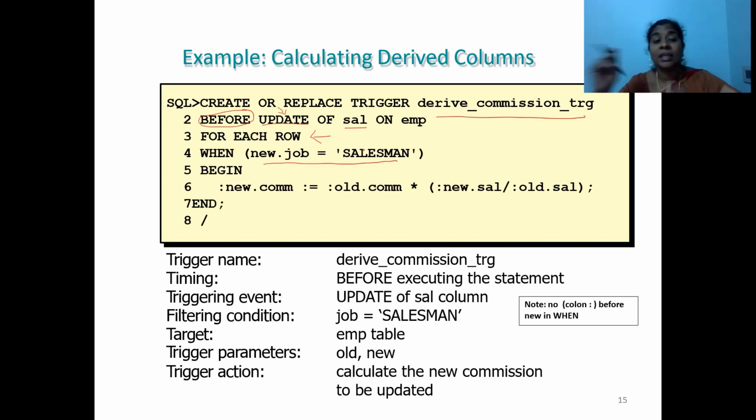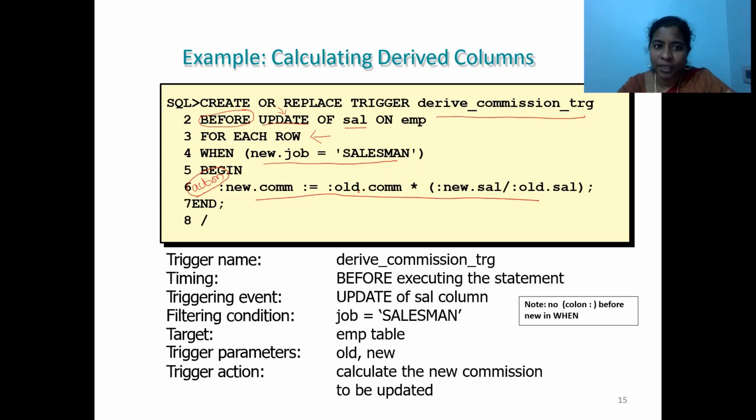What is the condition? The condition is whenever new dot job is equal to salesman, then we wanted to perform this action. Within this begin and end, you have to perform the action. You wanted to apply this action for each row which satisfies the condition new dot job is equal to salesman. This reference has to be prefixed with colon. So colon new dot commission is equal to old dot commission.